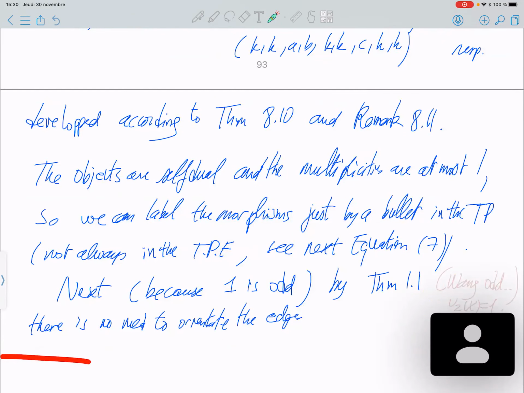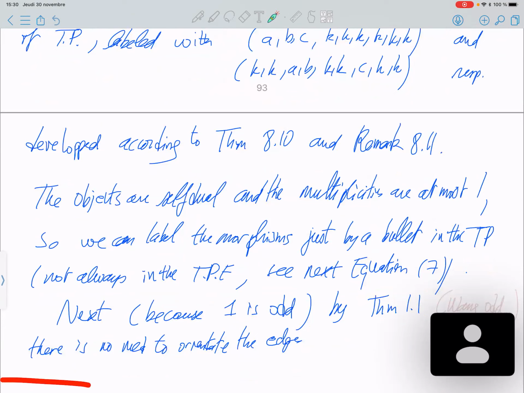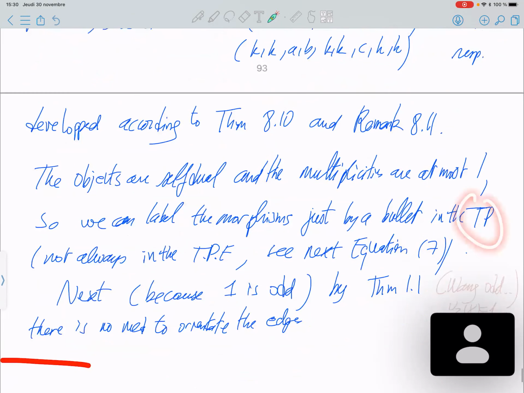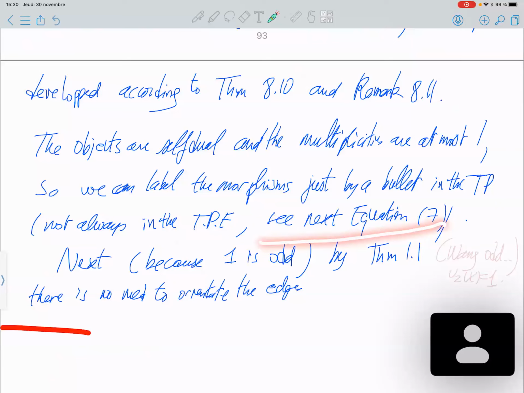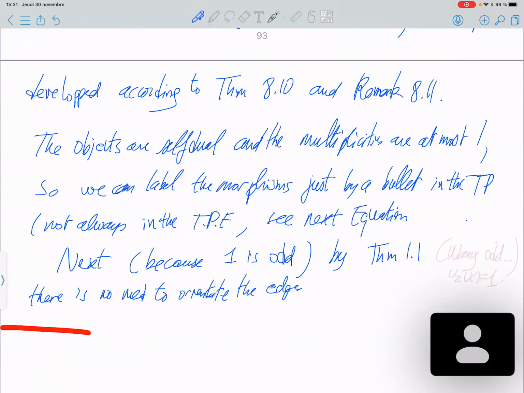And so the objects are self-dual and have multiplicity at most 1. And the multiplicities in the TP are at most 1. So we can label only with a bullet. We don't need to write a label for the TP. But we will see that for some equations, I have to fix that also: for equations 6 and 7. Because in fact now they will have also something in equation 6, 7.